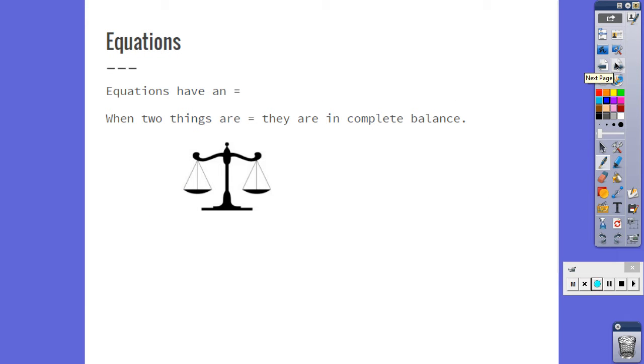The next important thing we need to talk about are equations. Equations are things that have an equal sign, and when two things are equal, they are in complete balance. We have a picture here of a balance where we could picture the equal sign being right in the middle. For these two things to be equal, they have to be the same on both sides.